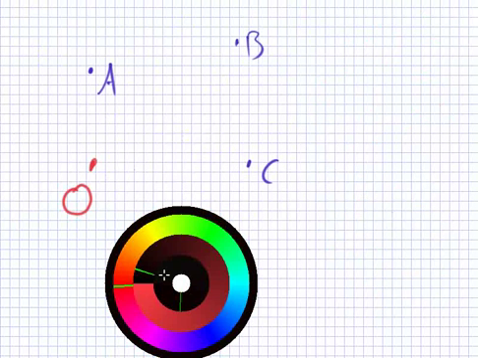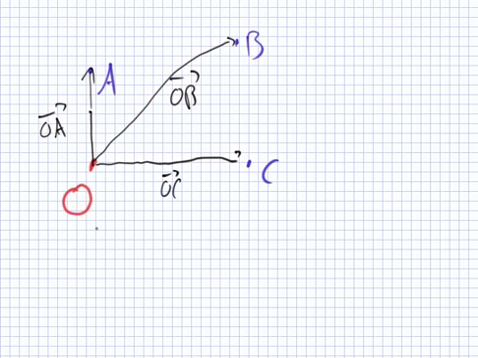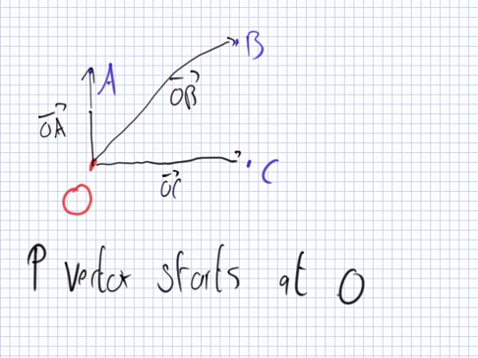So firstly, these vectors here, O to A, O to B, and O to C. So there is OA, that is OB, and that is OC. These are called position vectors. So in other words, a position vector is any vector that starts at the origin. So that's the definition. So position vector starts at the origin. So please write that down. Position vector starts at the origin.